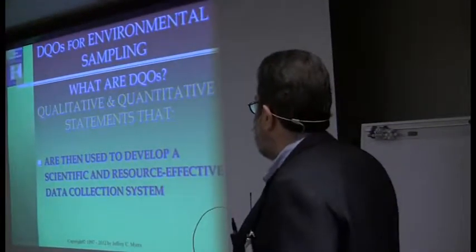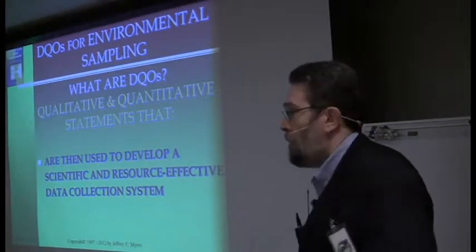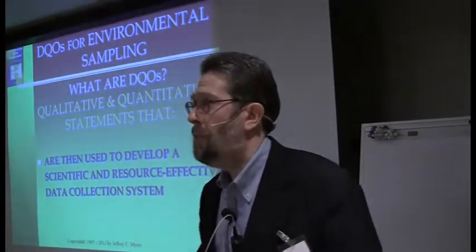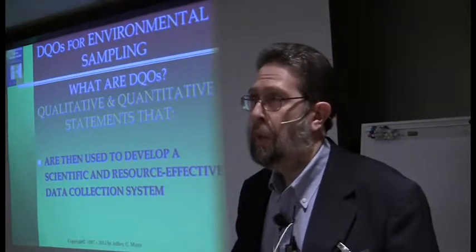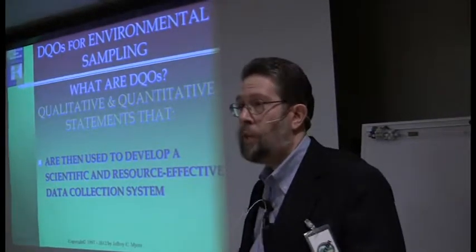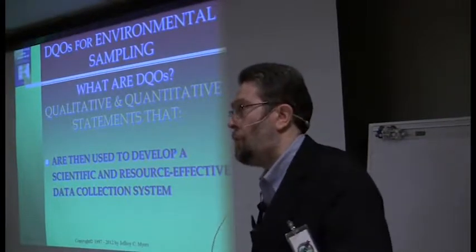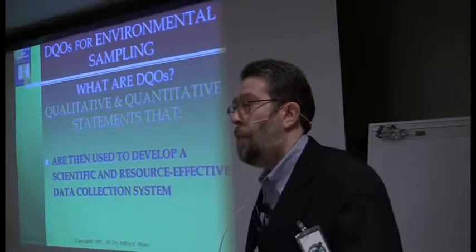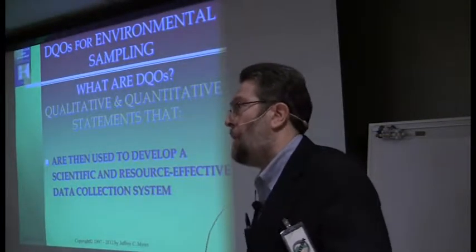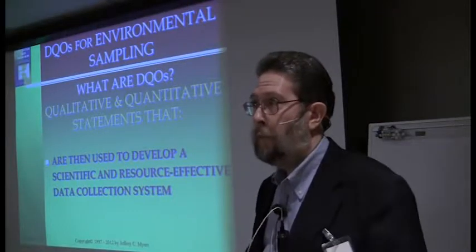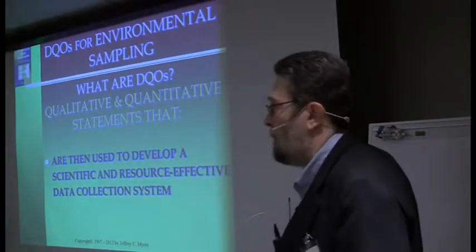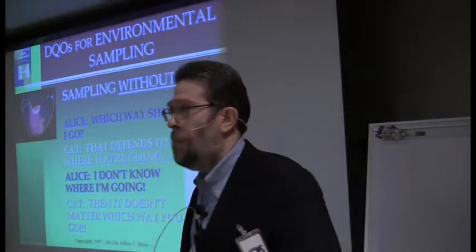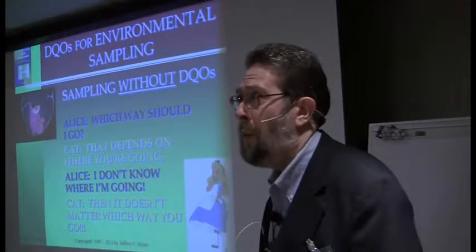And then finally, they're used to develop a scientific and resource-effective data collection system. This was even more important in the early days when EPA was funding a lot of Superfund projects, and they wanted to make sure that their own resources were used wisely, which was a good thing. And there are ways to optimize the number of samples you take so that you get the maximum amount of information for the minimum number of samples that you have to purchase, especially if you're using a contract lab versus, say, field analysis. Now the alternative, and I alluded to this, is problematic.